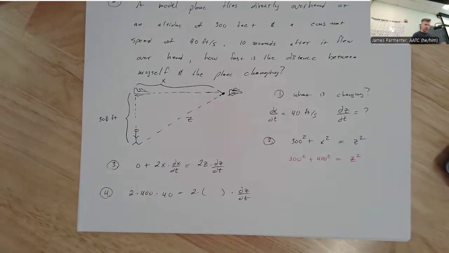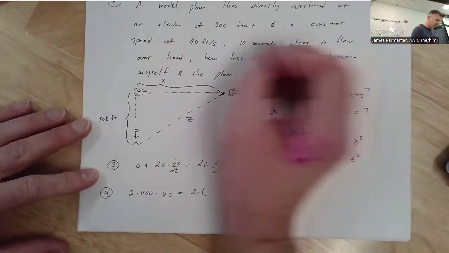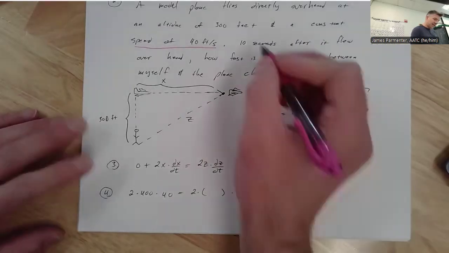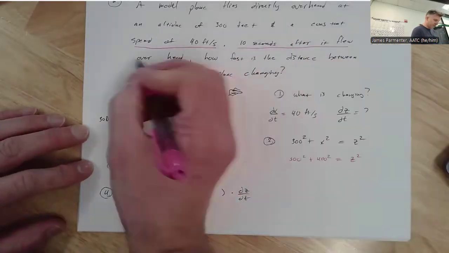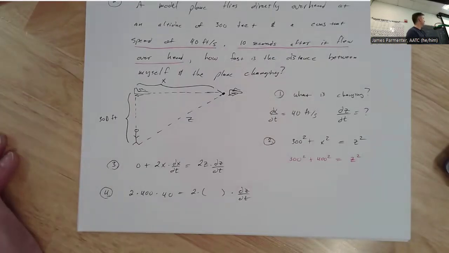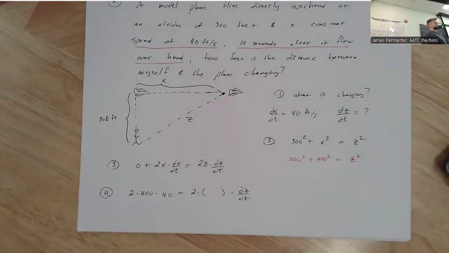Where did I get x equals 400? They told us that the plane was flying at a constant speed of 40 feet per second, and then they said 10 seconds after it flew over my head. That's where the 400 is coming from. So be on the lookout. If you see a 60, 80, that hypotenuse is going to be 100, because those are 20 times 3 and 20 times 4, and the third one is 20 times 5.